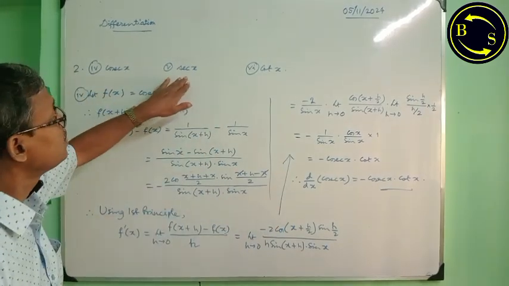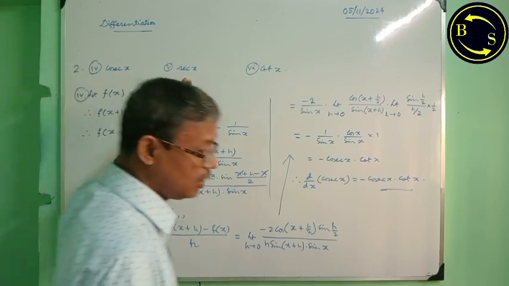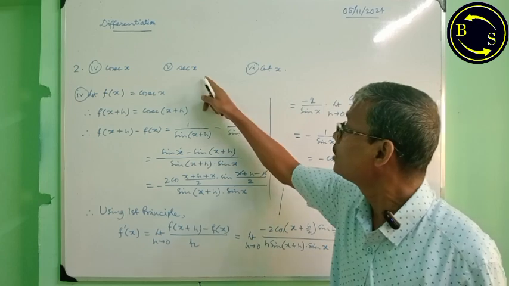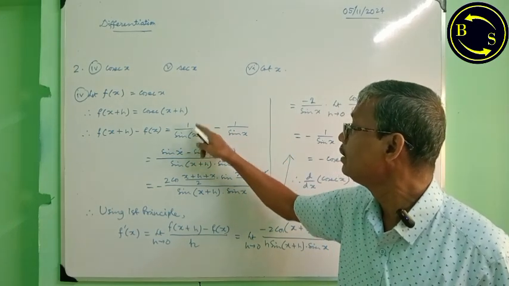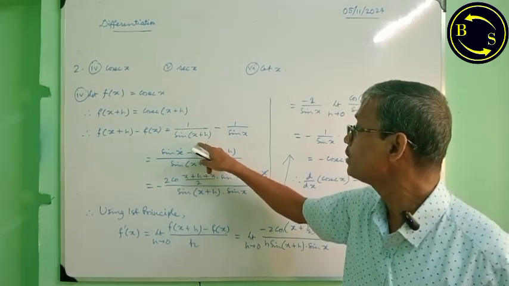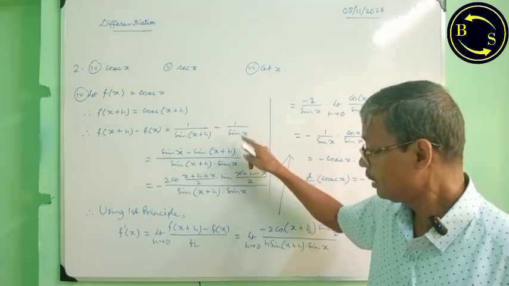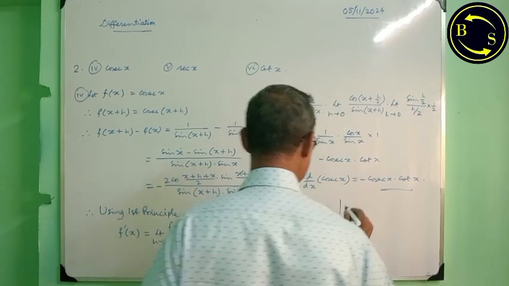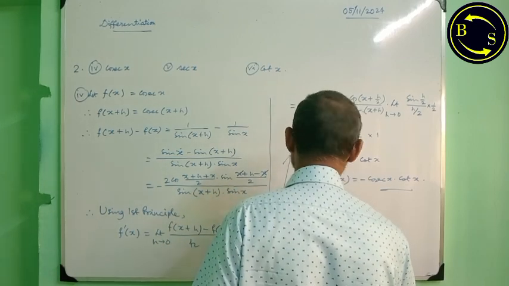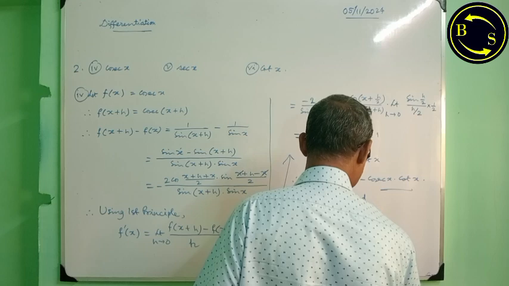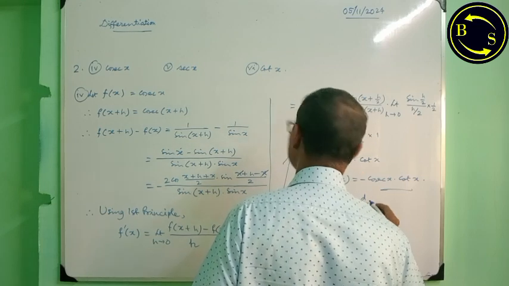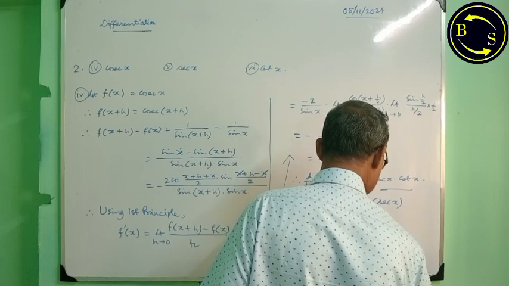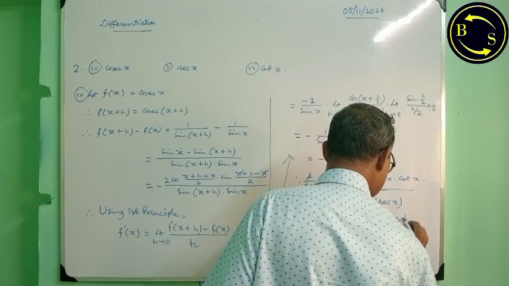Now students, you do yourself the derivative of sec x following a similar way. As it is sec x, therefore we have to write here 1 by cos of x plus h, and 1 by cos x, and finally you will get, I am writing down the result directly here, and you do it yourself: d/dx of sec x is equal to sec x tan x.